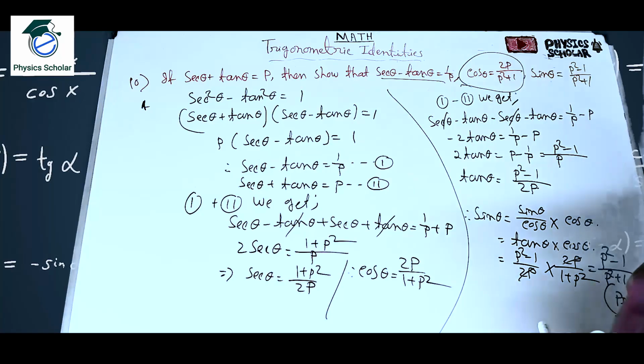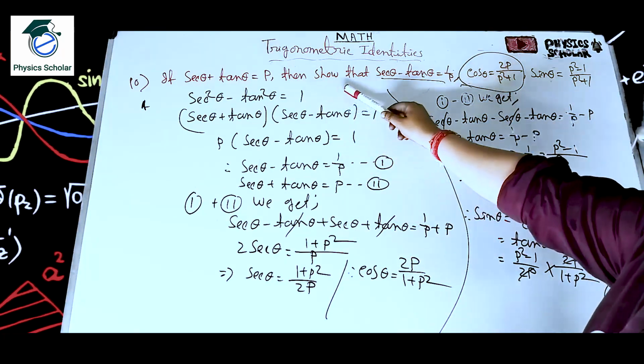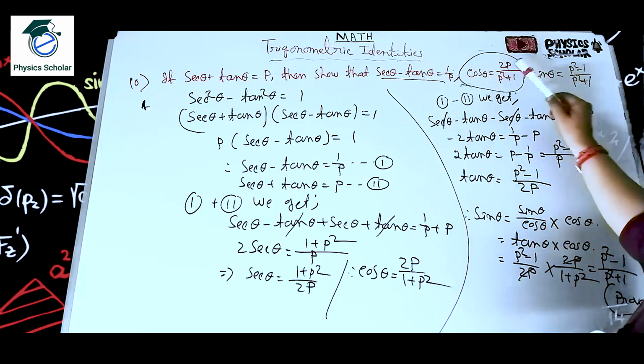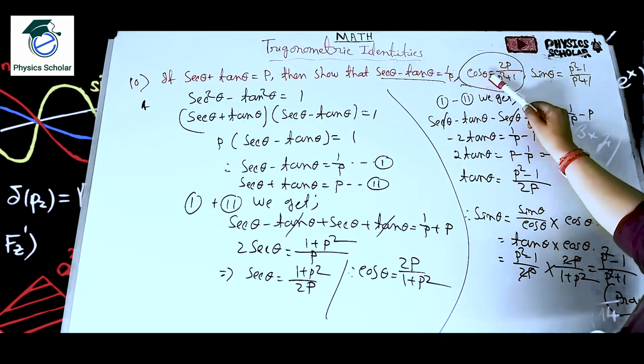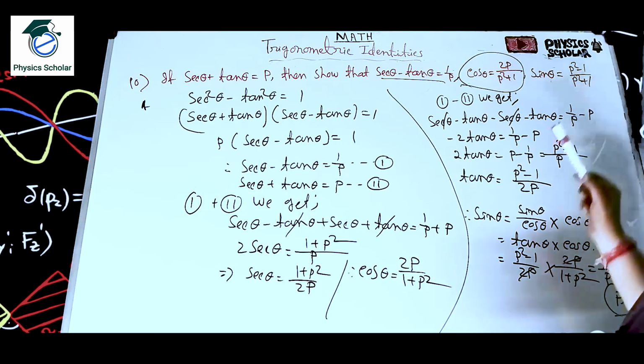So, let me explain this. Sec theta plus tan theta equal to p is given. We have three proofs: sec theta minus tan theta equal to 1 by p, cos theta is equal to 2p by p square plus 1, and sin theta is equal to p square minus 1 by p square plus 1.